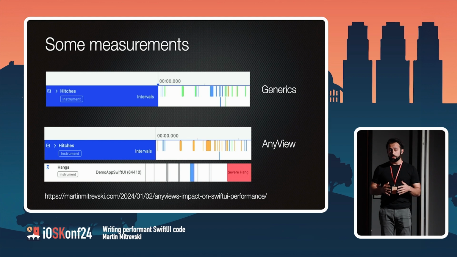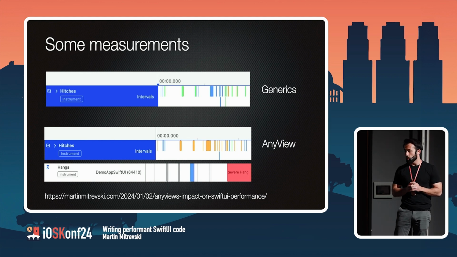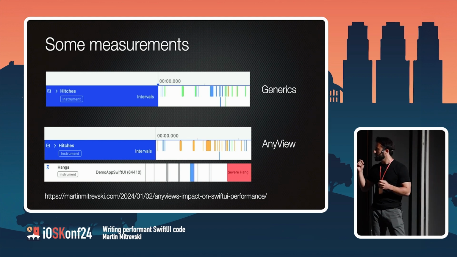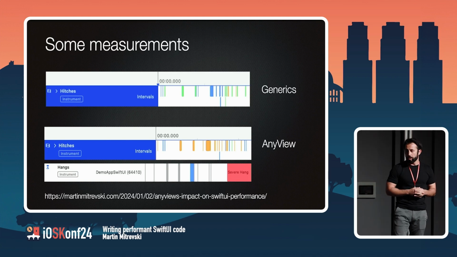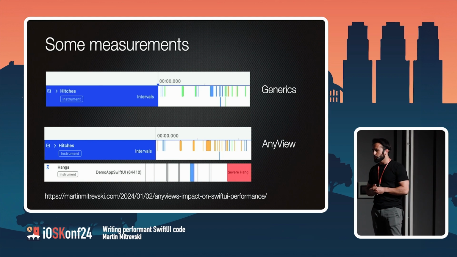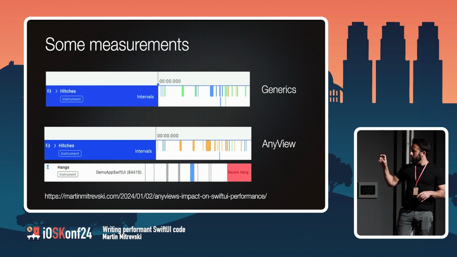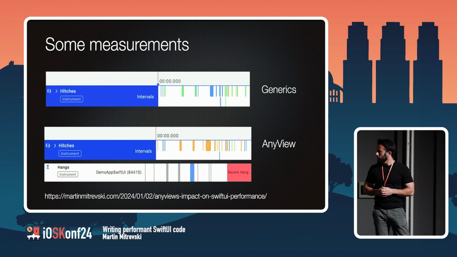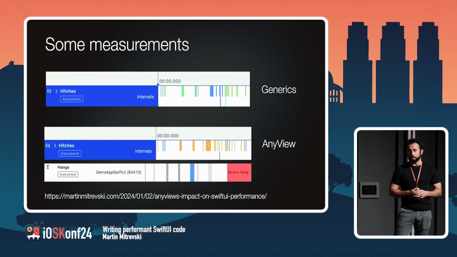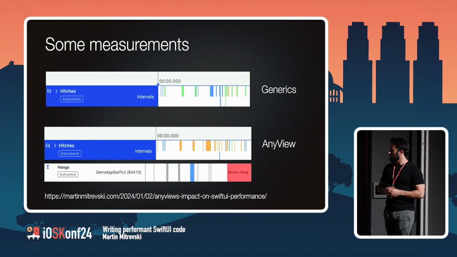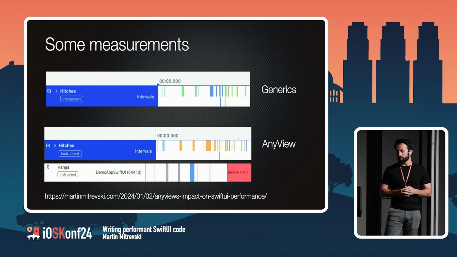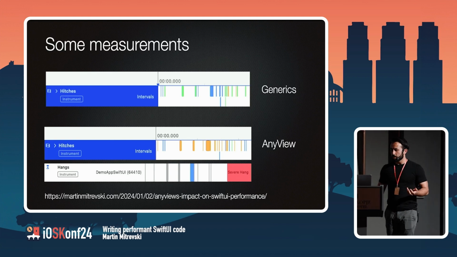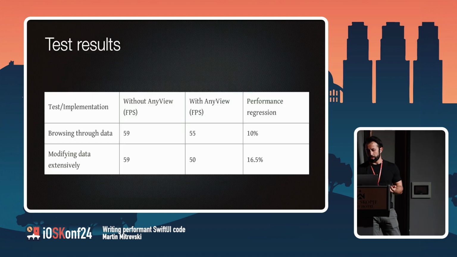So with the generics one, as you can see, there are some small hitches, but if it's in the green area, then it's acceptable latency and users won't notice any glitch. While on the AnyView implementation, you can see these larger orange rectangles, which means the hitches took longer, and these are something you should consider looking into in your app. Then I also ran the hangs profile, and there were hangs, and the experience was really noticeably glitchy.